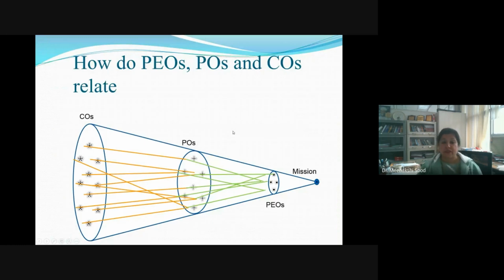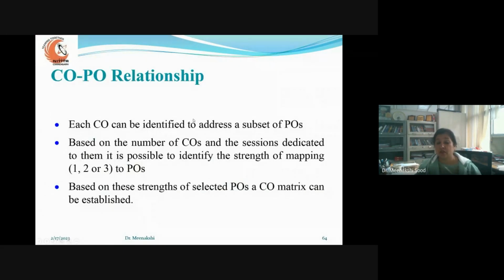Basically, it is a triangulation of the COs, POs, and PEOs. So you have one vision statement, and for that, two or three mission statements. They should encompass all the PEOs, right? And POs should be mapped with the graduate attributes, and then all these have to be mapped with the COs. Such mapping has to be done at the beginning of the program, and at the end of the program, that is attainment, whether we are able to attain or not, right?